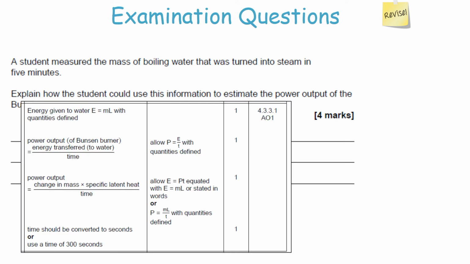Now we're asked to work out the power output. Now we know power is equal to energy over time, so we can now link the two equations. So we can say that power is equal to energy over time, where energy is mass times specific latent heat, L, all over the time. So power equals mL over t. Now the last thing we can say is that when we're working out time, it needs to be in seconds, because when we're working out power in watts, time needs to be in seconds.